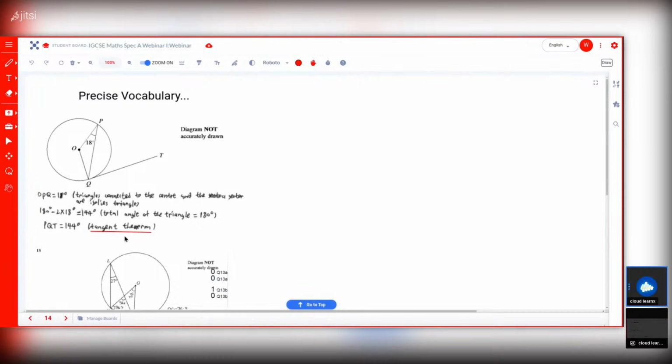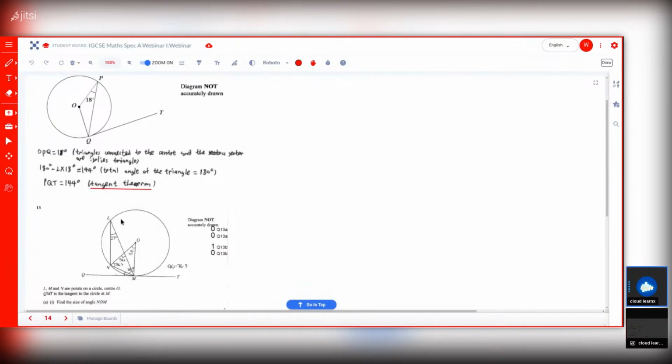So here's one, tangent theorem. No such theorem. There's nothing called tangent theorem, right? Doesn't make sense. This one's good: triangles connected to the center and the sector are isosceles triangles. Well, not exactly, it could have been much simpler. You could say OPQ is an isosceles triangle. That should be pretty straightforward. If you wanted to add more, well, you don't have to. You can just say OPQ is an isosceles triangle.